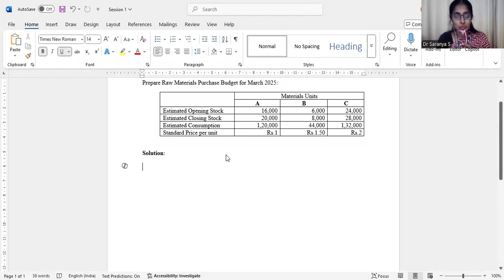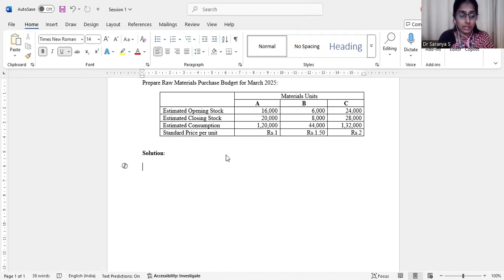Okay, so we'll discuss one sum today. Prepare raw materials purchase budget for March 2025. In the question, they have given us three materials A, B, and C. Then we have information like estimated opening stock, estimated closing stock, estimated consumption, standard price per unit. The purchase budget is very important, but the formula is very simple: estimated consumption plus closing stock minus opening stock is what we have to do.